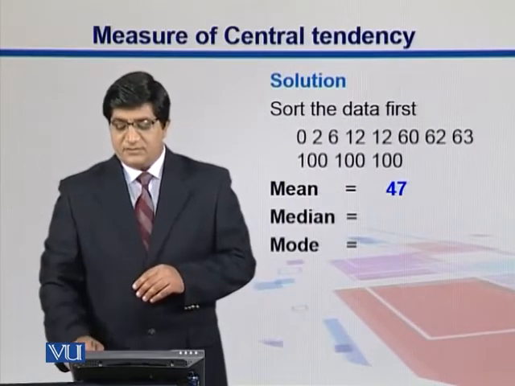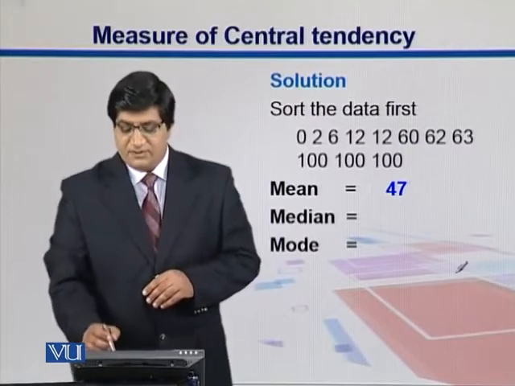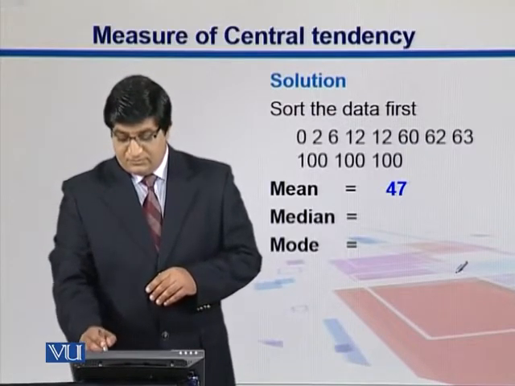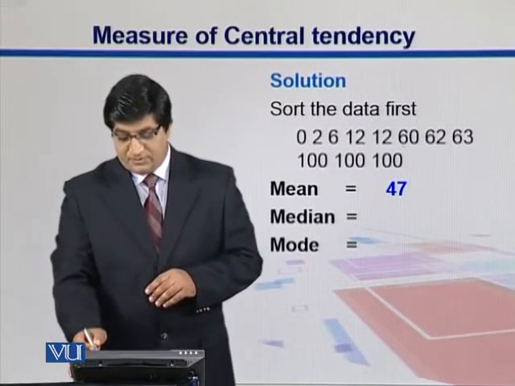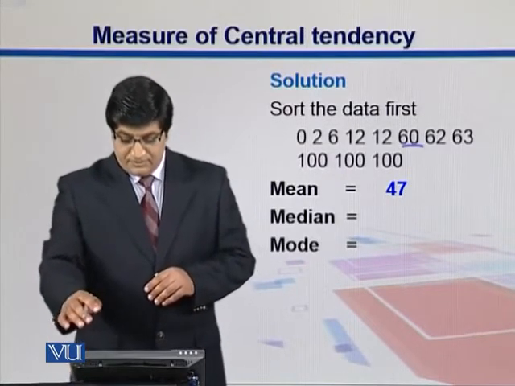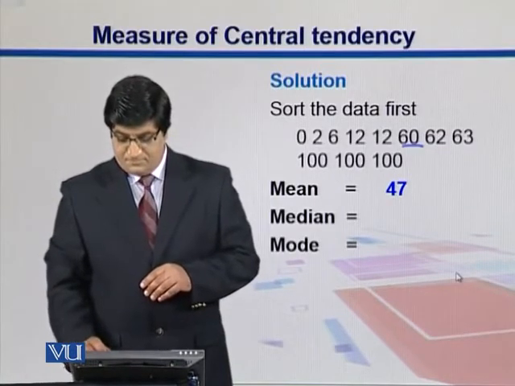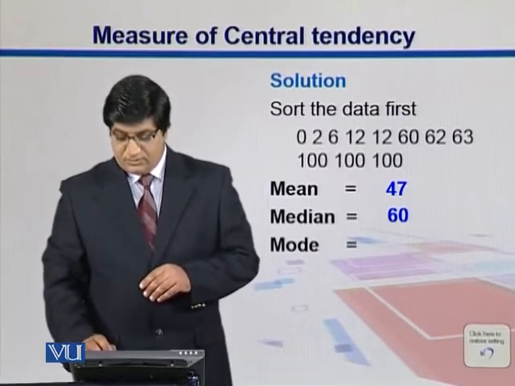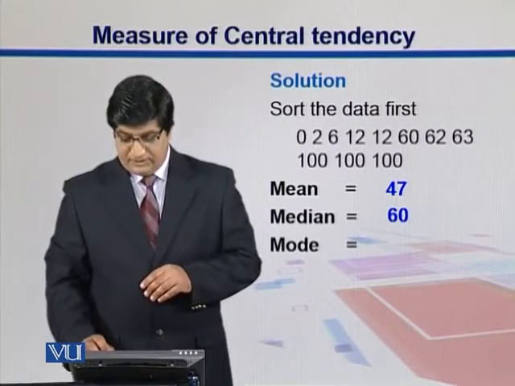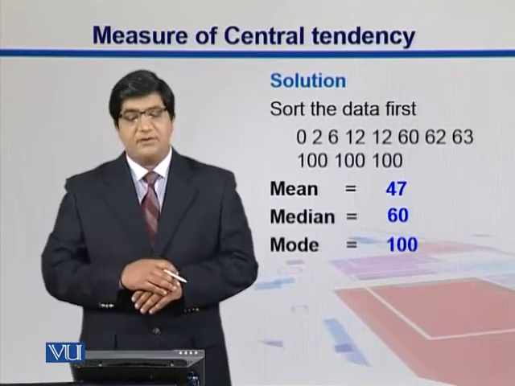The median is where we want to get the middlemost value. So let's see how many total numbers we have. We have 1, 2, 3, 4, 5, 6, 7, 8, 9, 10 and 11 numbers. Is it odd or even? Obviously it's odd, so we can pick the middlemost value. That is our median, which is 60 in this case. What about the mode? Which number is most frequently occurring? If you look, there are 3 hundreds in it, so obviously the mode is 100.